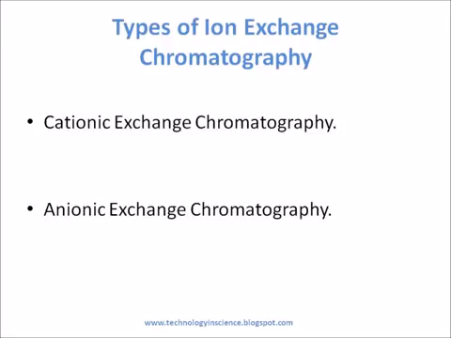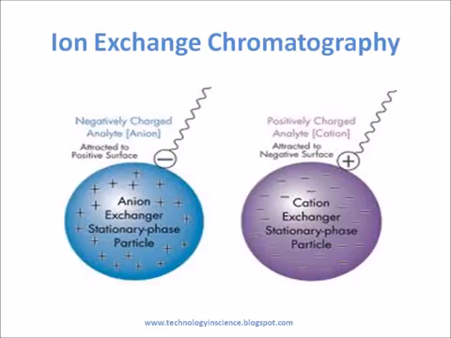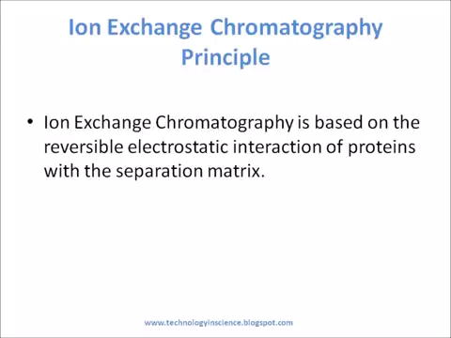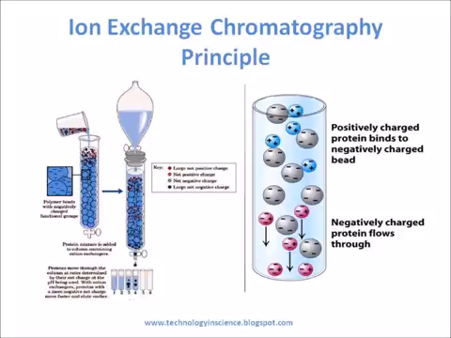Types of ion exchange chromatography. Based on the ion exchange, chromatography can be classified into two types: cation exchange chromatography and anion exchange chromatography. The principle of ion exchange chromatography separation is the reversible interaction of charged species with the ion exchange matrix.